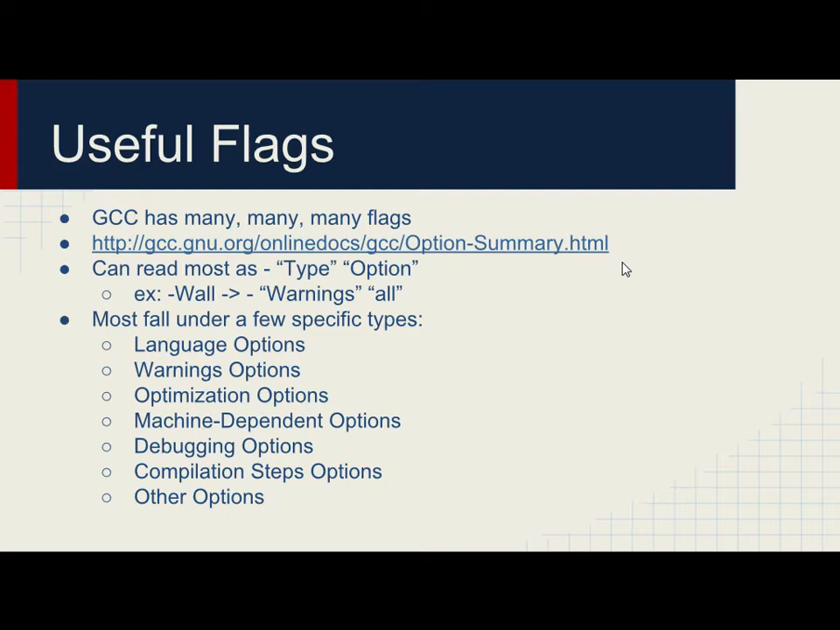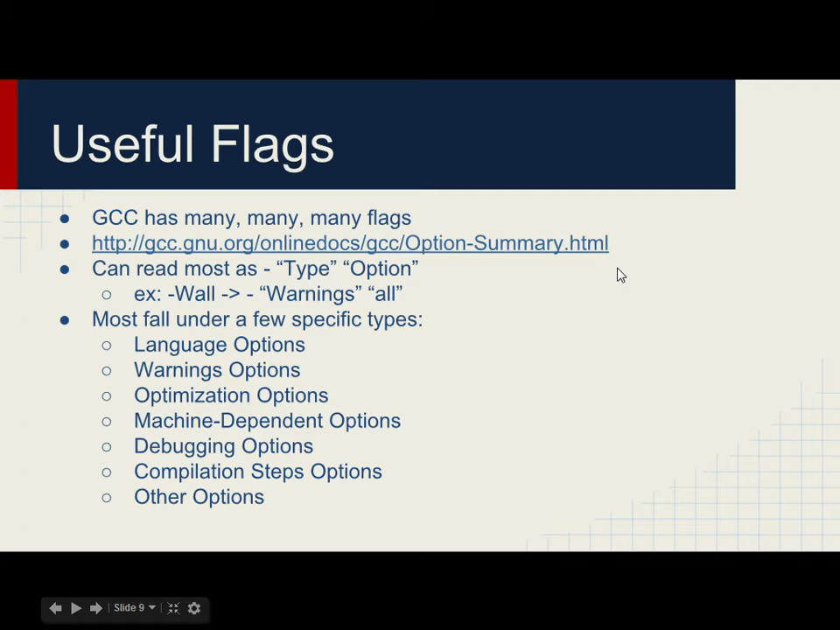Okay. Most options will read as type, option. So, for example, -Wall stands for: the dash means I'm invoking a flag, W is warnings, all warnings. So -Wall is all warnings. Make sense? So, there are some specific types of flags.